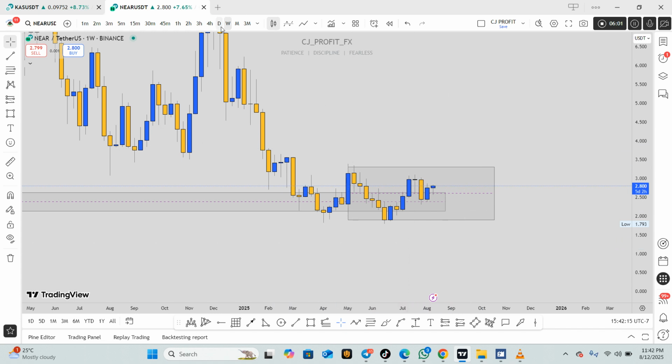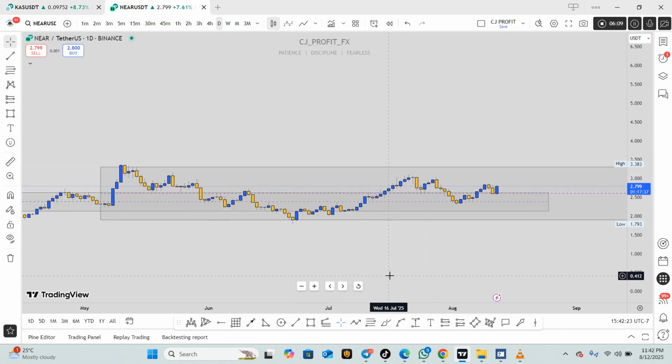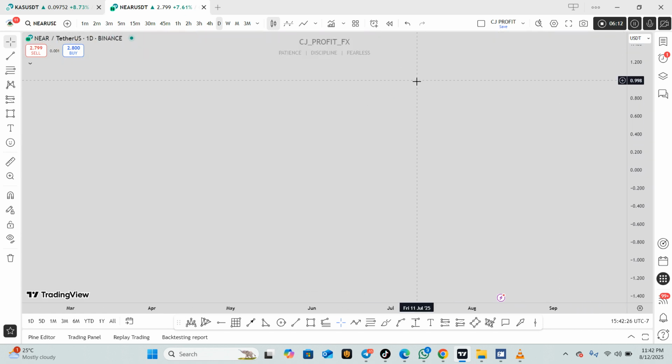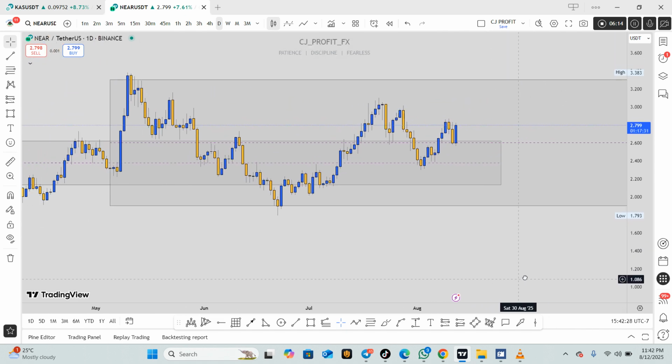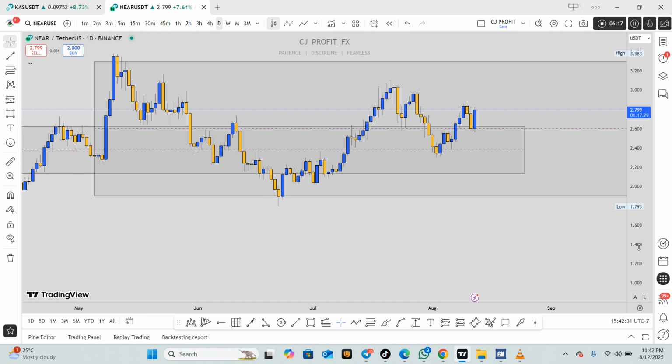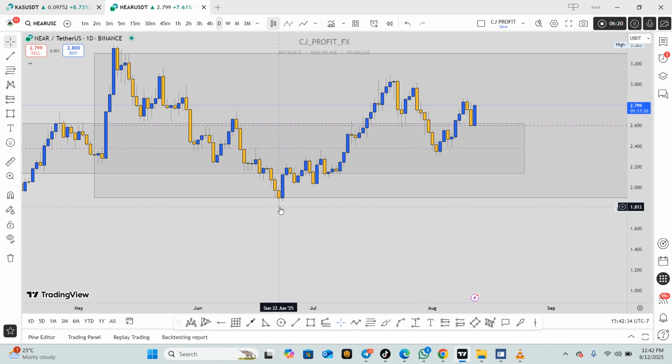So what do we do? We go to a day time frame. In the day time frame, we notice the market is in an uptrend. From this spot, the market starts moving to the upside, an uptrend. So since we have this, we're going to break the market into smaller pieces again.